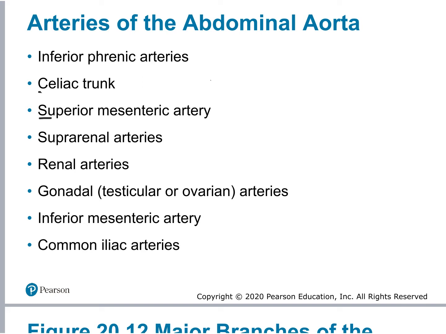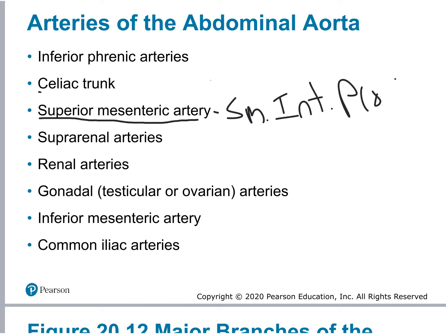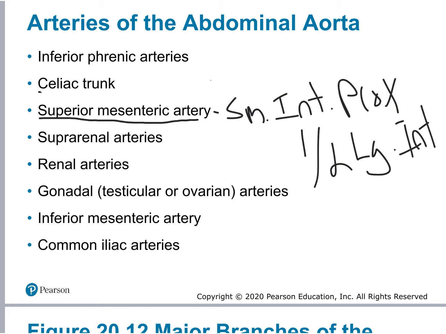And then we have the superior mesenteric artery. The superior mesenteric artery is going to the small intestine and the proximal half of the large intestine. So proximal half large intestine. Mostly is being supplied oxygenated blood from the superior mesenteric artery.